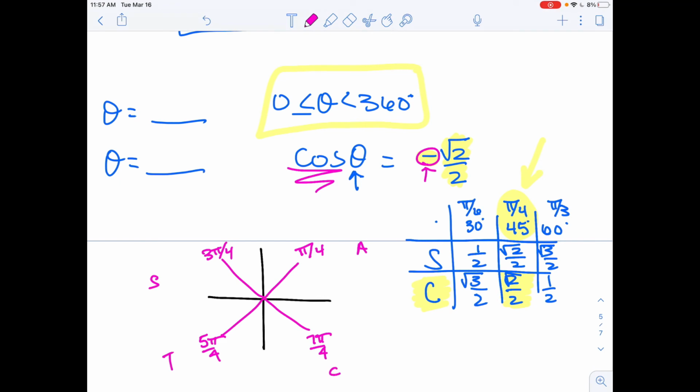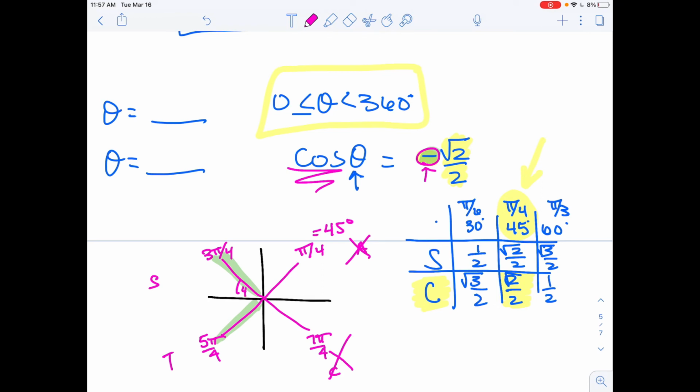We know cosine is positive in the 4th quadrant, so that's not going to work here. And it's also positive in the 1st quadrant. So we know cosine can be negative in the 2nd and the 3rd quadrants. And those are going to be our 2 values of theta. And instead of the pi over 4, I could have also written this as 45 degrees.